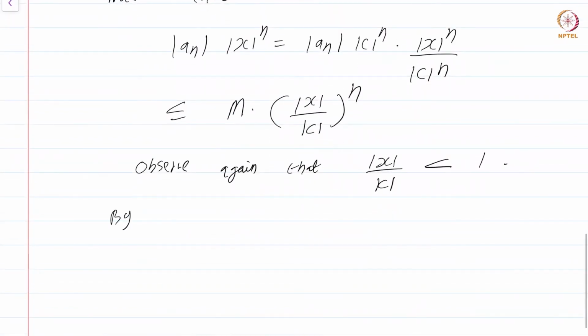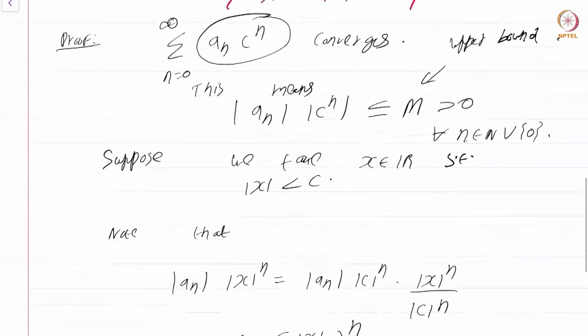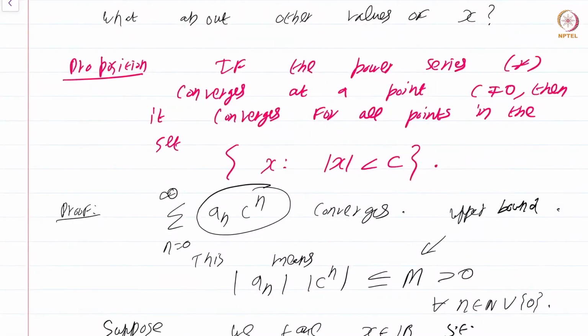So by comparison test, the series summation n equal to 0 to infinity a_n X^n converges absolutely. So we got a stronger conclusion than claimed. So we can fix this claim: it converges absolutely for all points.